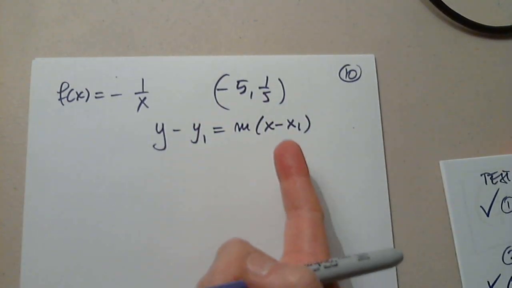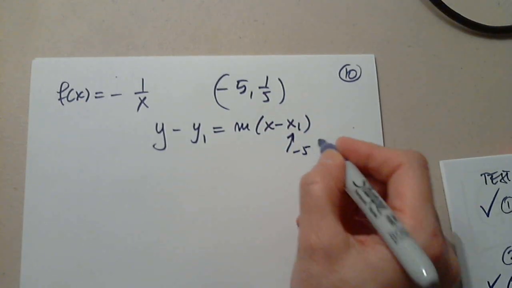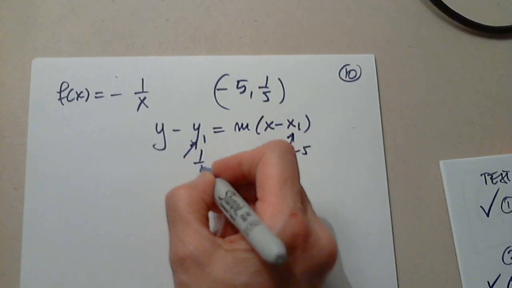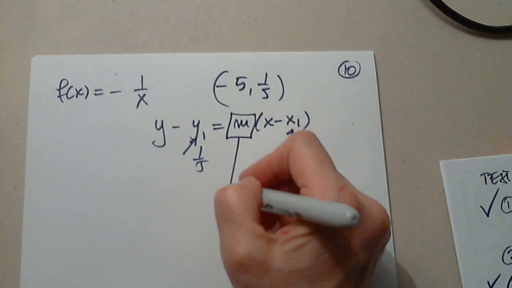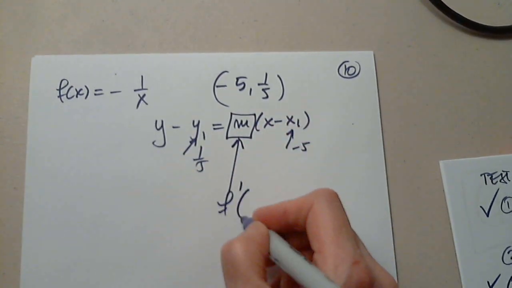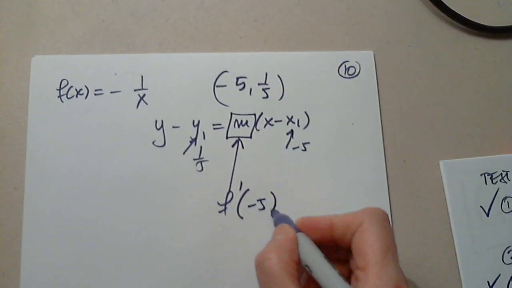The point is given to us. This right here is negative 5. This right here is 1/5. But we want to find m. In order to find m, we have to find f prime of negative 5.